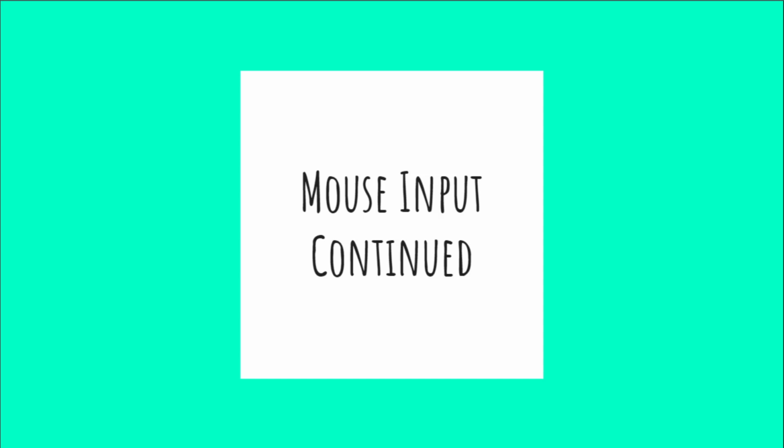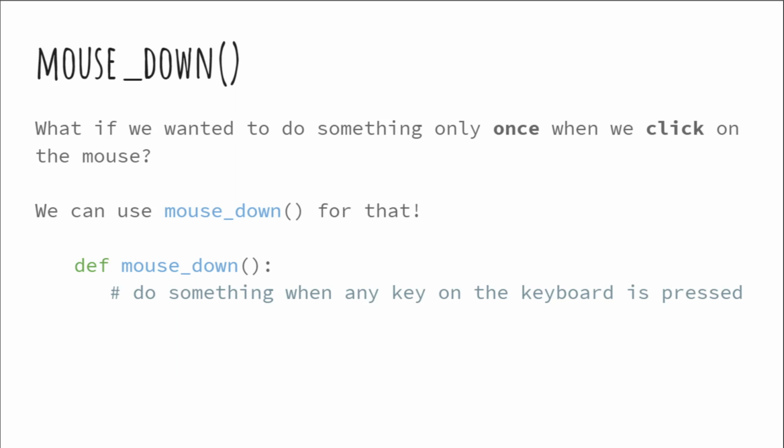So we're going to continue on with mouse input. Last time we talked about some things. Today we are going to be talking about mouse down. So what do we do if we want something to run only once when we click on the mouse? We can use mouse down for that. That says when any key on the keyboard is pressed. That should be when either mouse button is pressed. So when either mouse button goes from not clicked to clicked.